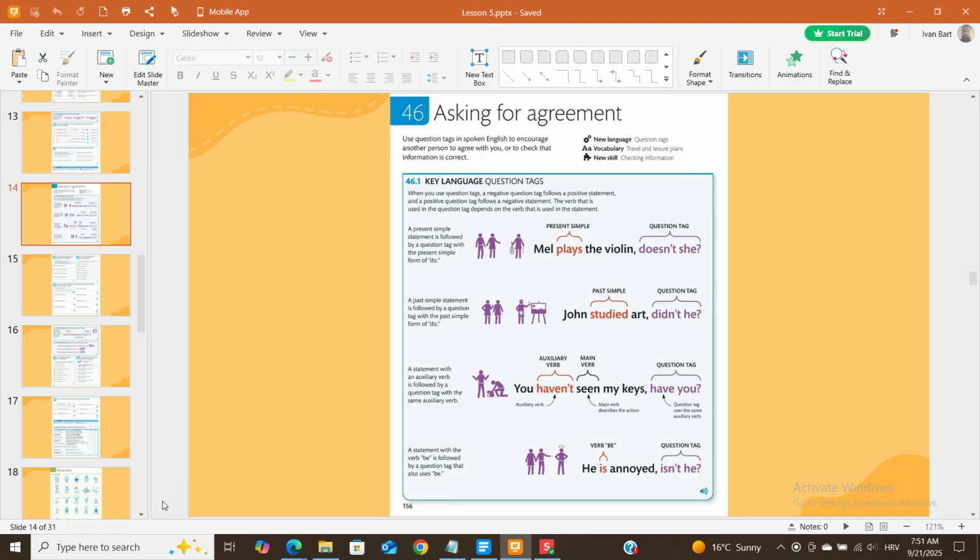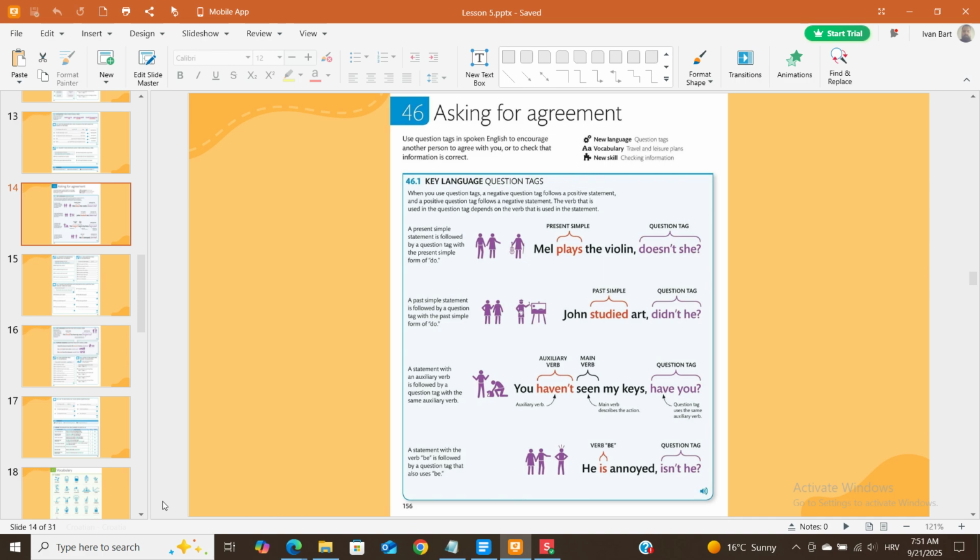Present simple, question tag. Mel plays the violin, doesn't she? A past simple statement is followed by a question tag with the past simple form of do. Past simple, question tag. John studied art, didn't he?